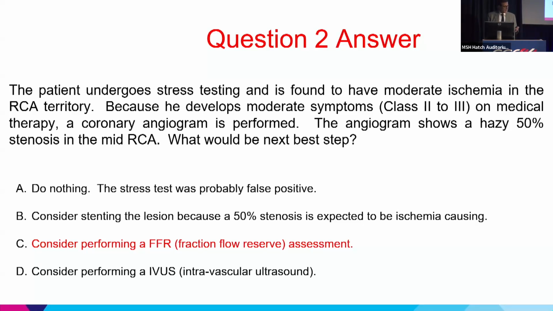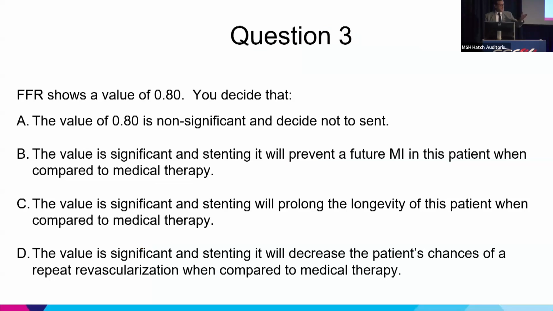So the correct answer is clearly about the indication of the procedure being strengthened with a physiological assessment, FFR or iFR. So the FFR comes up and has a value of 0.80. We did the FFR. So let's go. Option A, the value of the FFR is non-significant, and therefore you decide not to put a stent. B, the value is significant, and stenting it will prevent a future MI in this patient compared to medical therapy. C, the value is significant, and stenting will prolong longevity of this patient compared to medical therapy. Or option D, the value is significant, and stenting it will decrease the patient's chances of a repeat urgent revascularization compared to medical therapy.